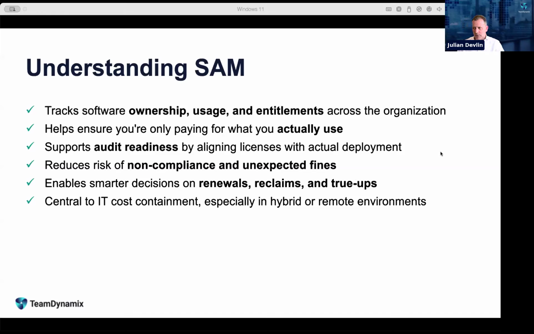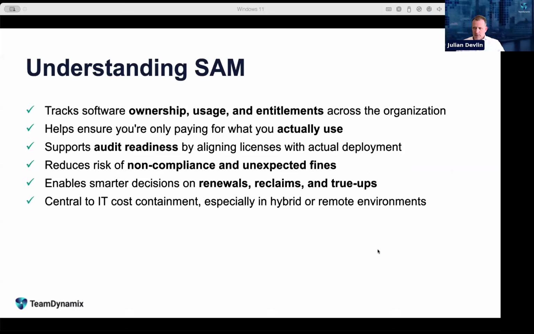Audit readiness, again, is a very important one, depending on what vendors you work with. You're just going to be in a much better position if you're ready for an audit before it happens than if you're behind the eight ball once it happens. We reduce risk of non-compliance and unexpected fines, and make better decisions for renewals, what software we might reclaim, how we're going to true up with a vendor.